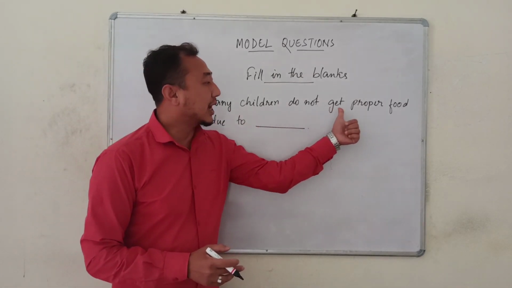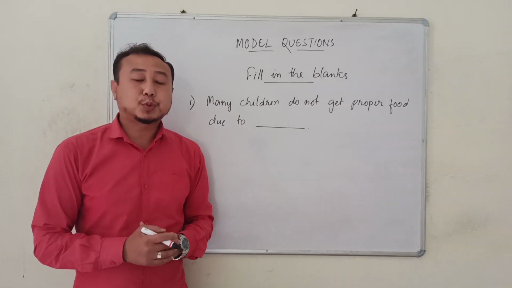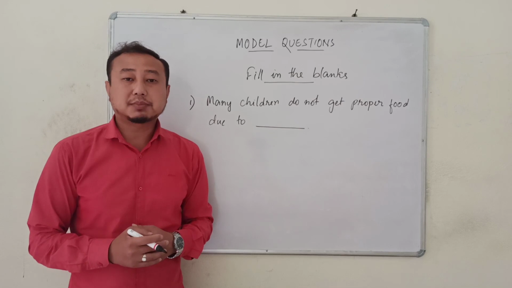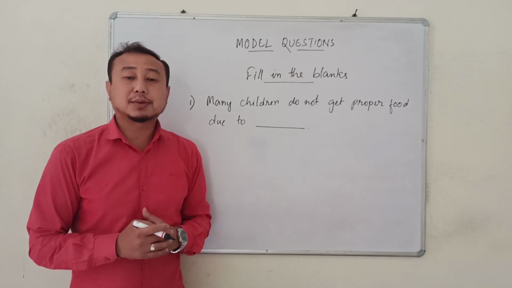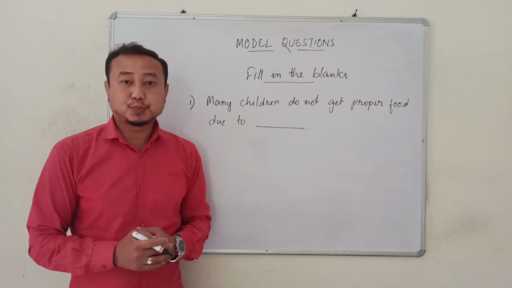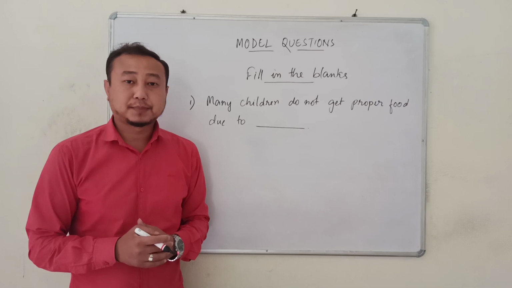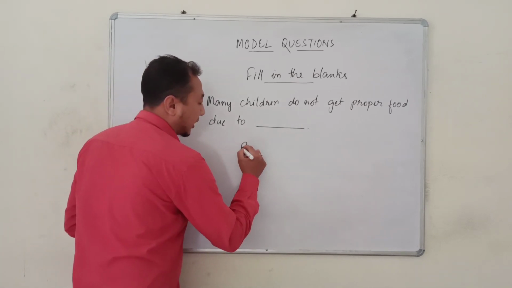Many children do not get proper food due to dash. This question is from chapter number 3. When we were discussing chapter number 3, we came to know that many children in our country are not getting proper food because of poverty. So the answer for this question is poverty. So in your mobile phone, when you type the answer, you have to type poverty.